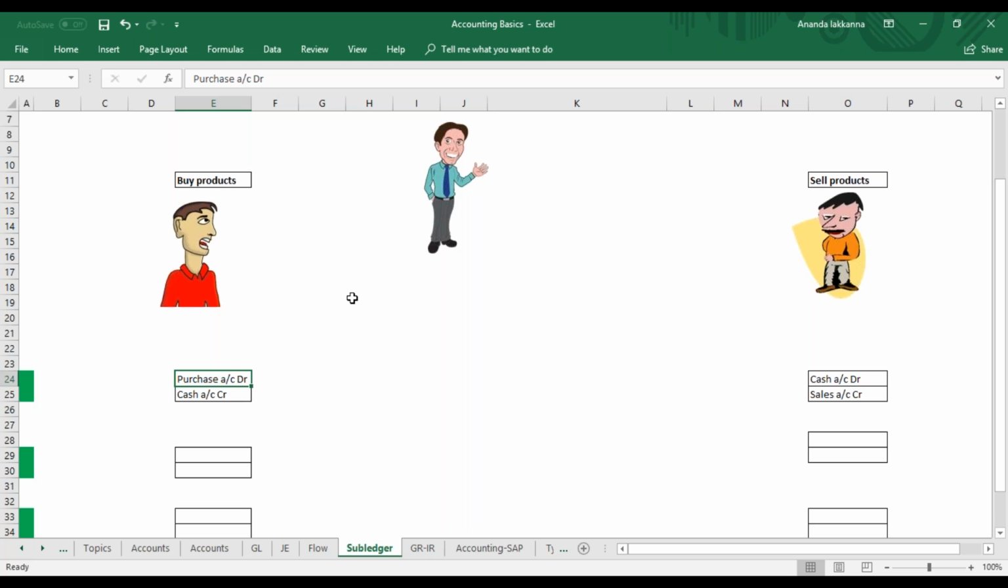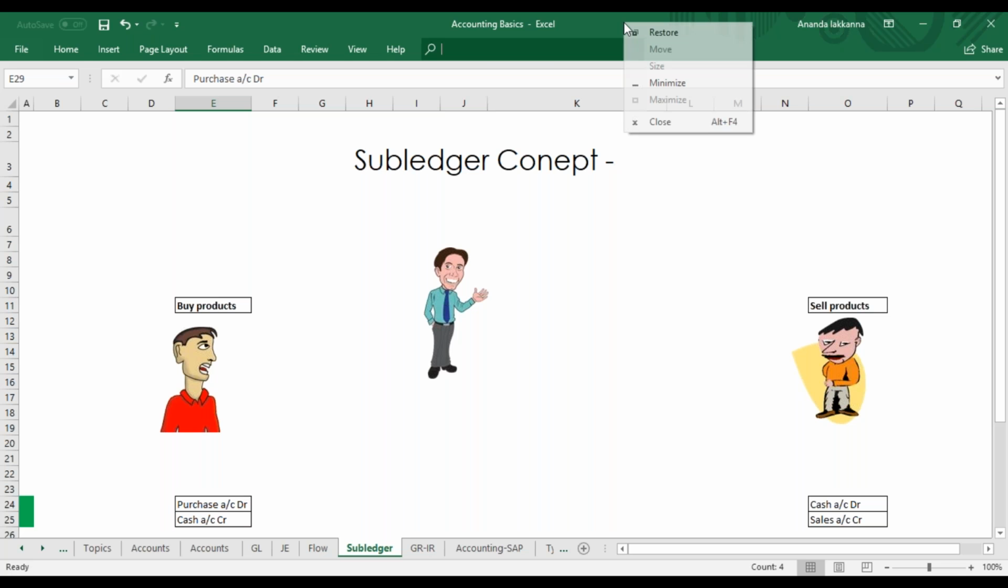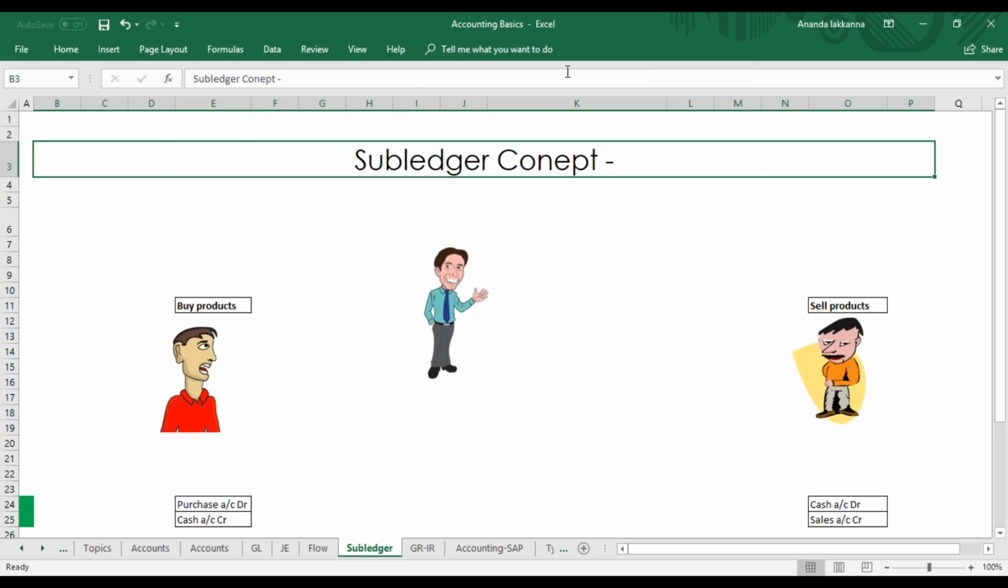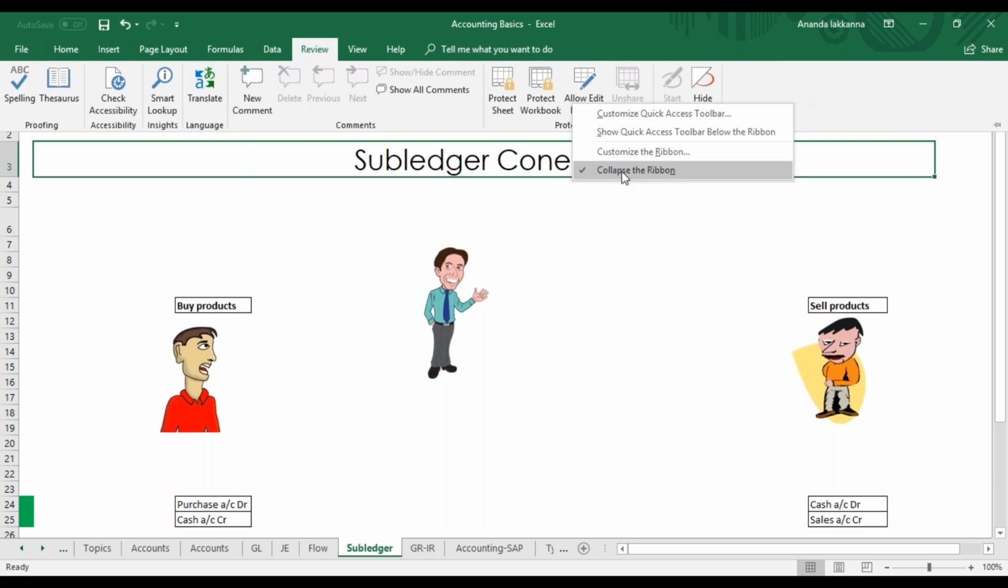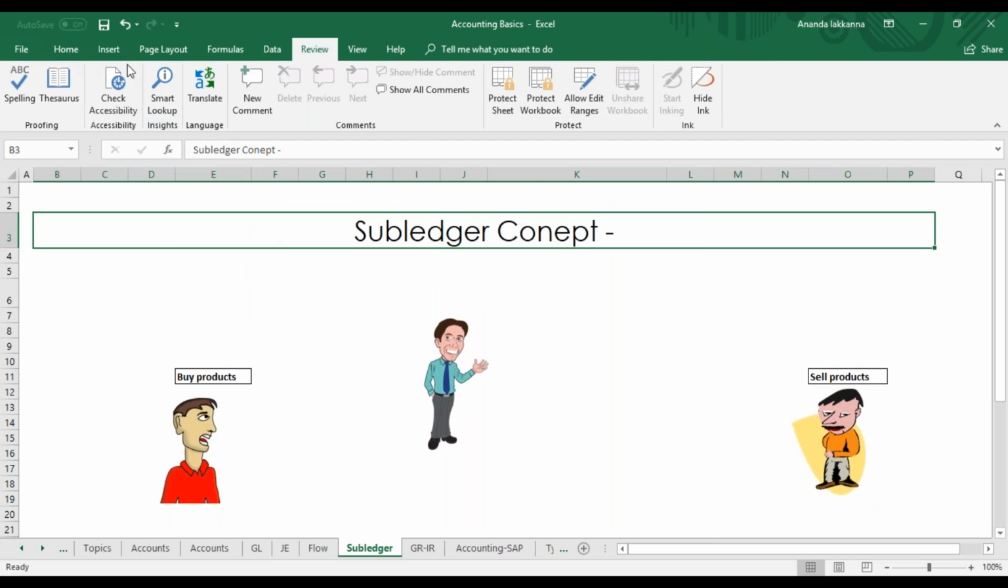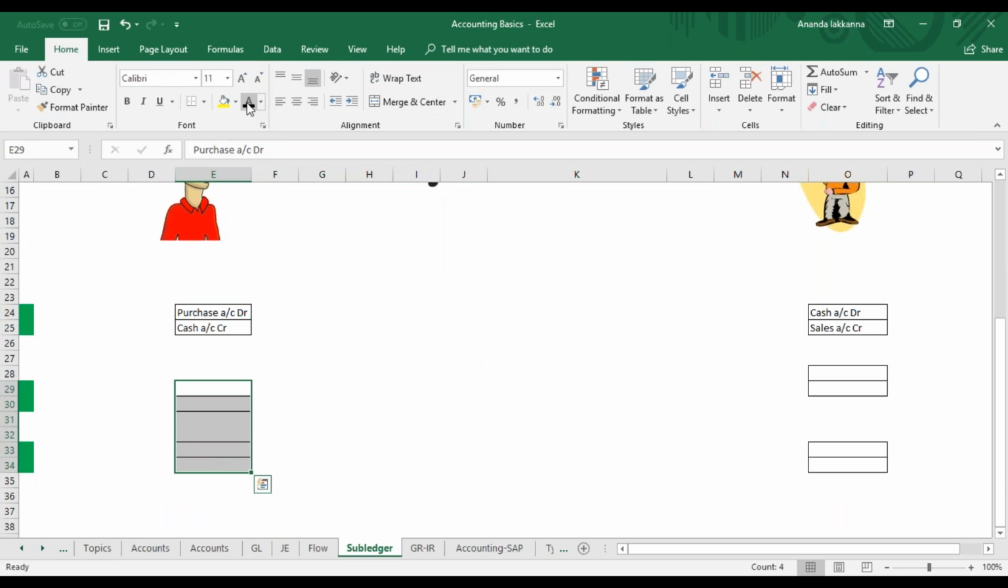So then what will be the entry? Very simple. What will be the entry? Instead of entering purchase account to debit to cash, he will now mention the purchase account from where he got the product. Then by seeing this vendor name, you are going to pay the money.